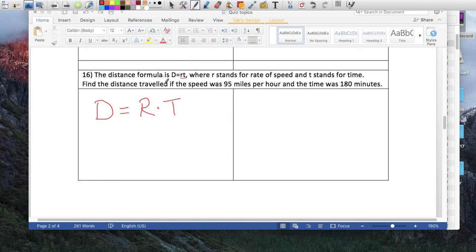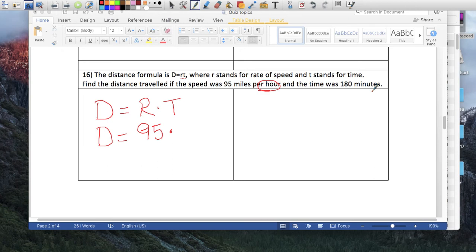So let's see how far this person traveled. Okay, so the distance that we want to find. Distance is rate. So the rate is the speed here. He was traveling at 95 miles. That would be 95 miles in what? In an hour, right? Times 180 minutes.